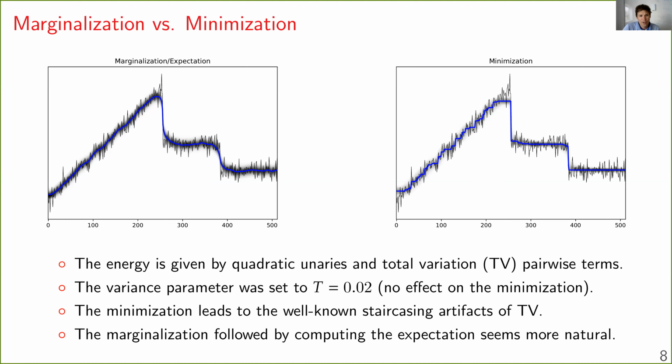For example, for the total variation, which was used here as a regularization term, the well-known staircasing artifact appears. So, which means that the signal is approximated with piecewise constant solutions. It's a well-known problem of the total variation. But if we perform marginalization, actually, we see that this does not appear, so we get more natural results.